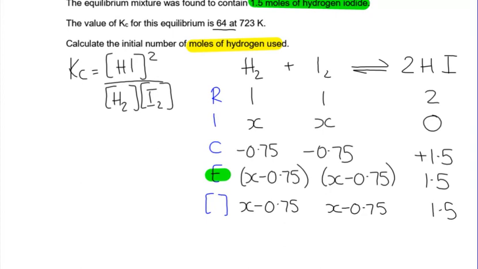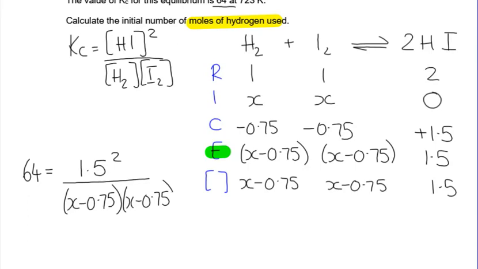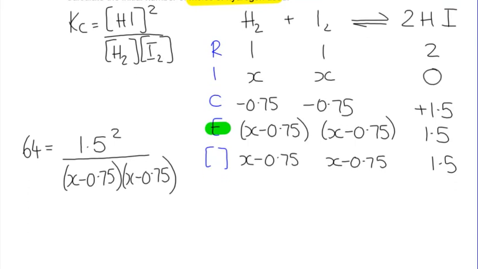Let's put everything into our Kc expression. So we had 64 equals 1.5 squared divided by x minus 0.75, x minus 0.75. Now, a mathematician would approach this in a different way, because in maths there would be a negative value for x as well as a positive, because we've got a quadratic, but there can't be a negative value for x in this chemical equation. We can't have the negative root, we can't start with less than 0.